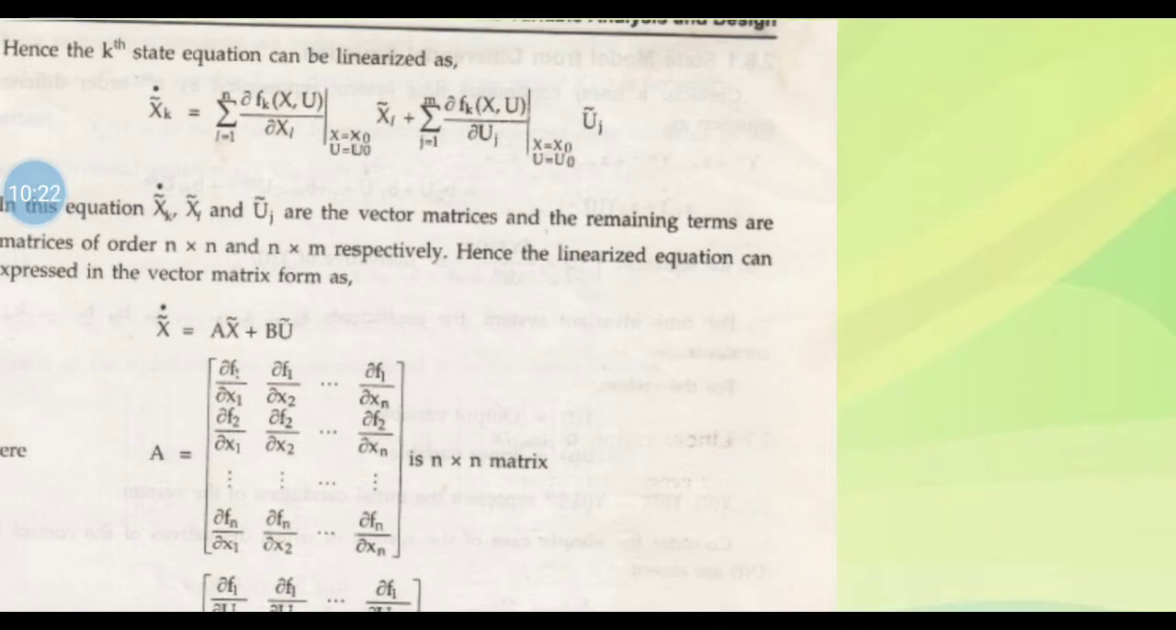The kth state equation can be linearized as xk approximation dot is equal to summation j is equal to 1 to n of dou fk of x, u by dou xi at x is equal to x naught, u is equal to u naught, into xi approximation, plus summation j is equal to 1 to m of dou fk of x, u by dou uj at x is equal to x naught, u is equal to u naught, into uj approximation.